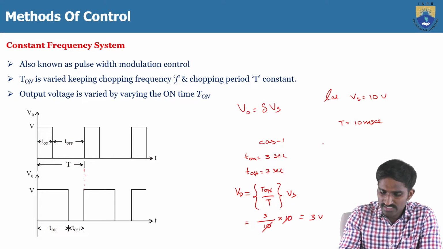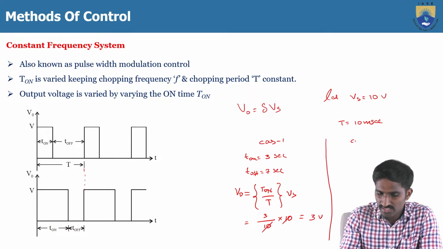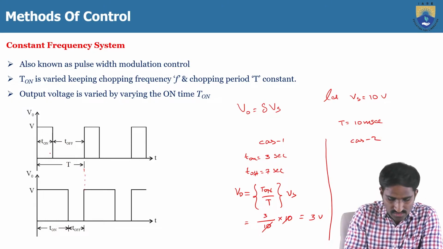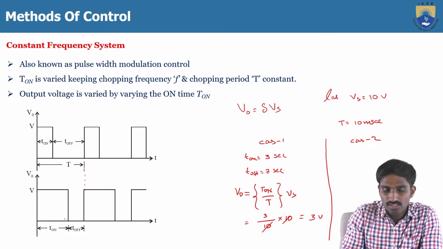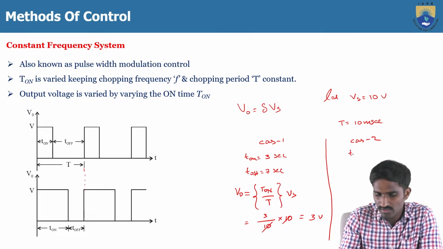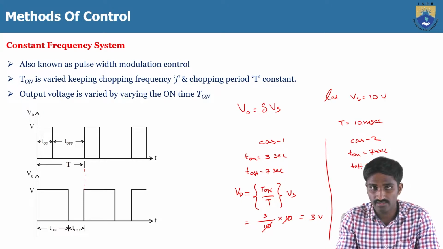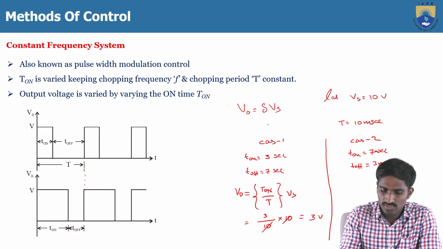Okay, and in the second case, let me consider case 2, because here you can see when compared to the first case, in the second case the time duration is high. So let me consider the reverse way here, T on is equal to 7 milliseconds, so automatically T off will be 3 milliseconds, because the T is constant here, 10. Okay, so as we know, T is equal to T on plus T off.